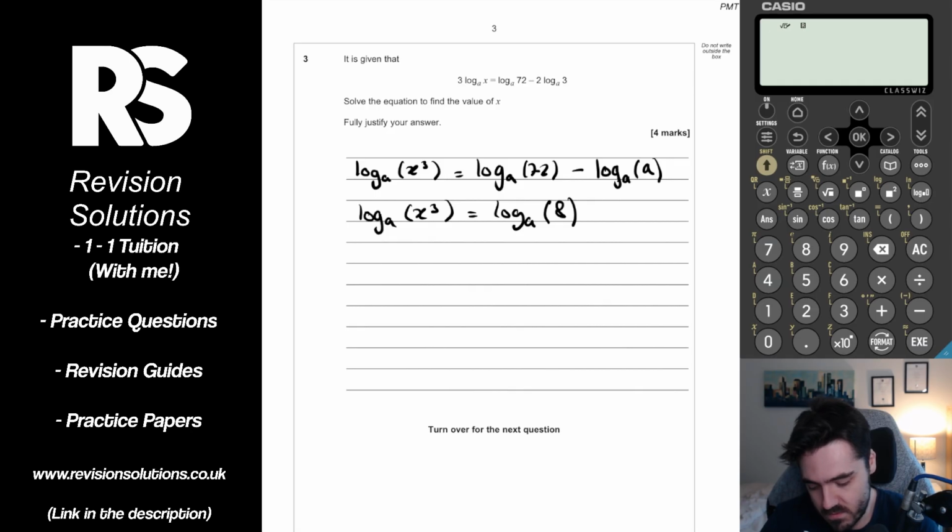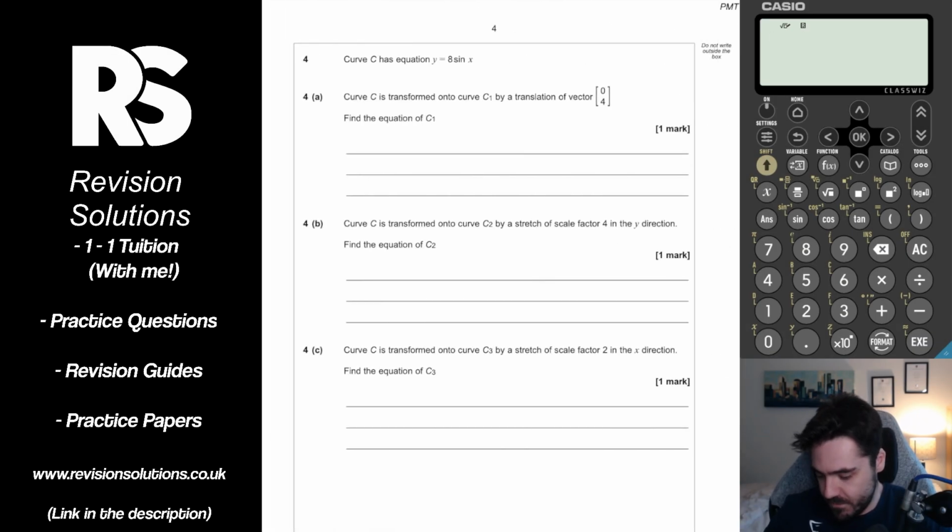Then what we can notice is we've got log base a of something equals log base a of something. So if they're equal, the things inside these logarithms must be the same. So in other words, x cubed must equal 8. And that means the only option for x would be 2.